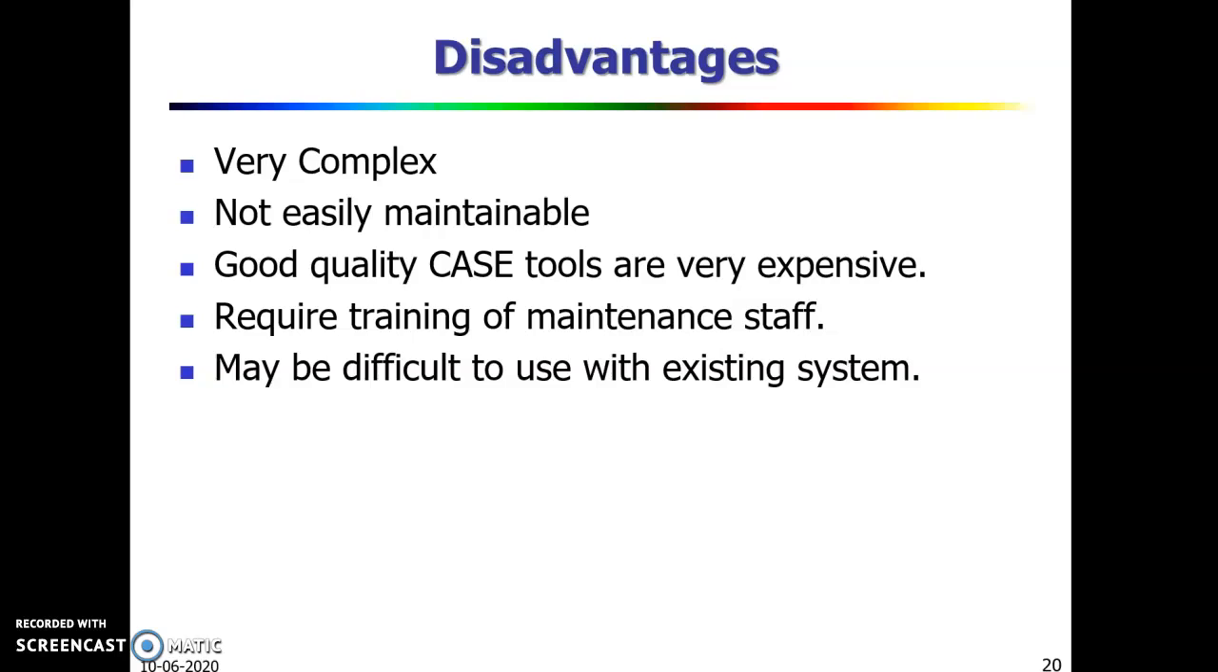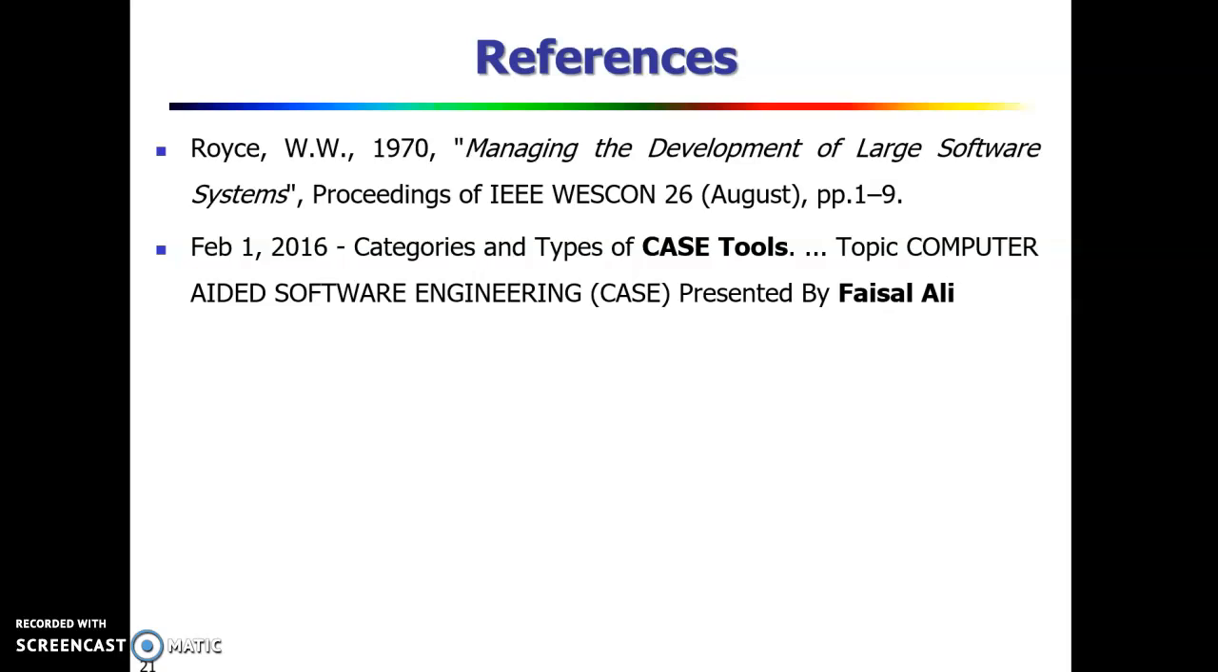They may be difficult to use with an existing system. Suppose you are using a CASE tool for an existing system, it is very difficult because the system is already developed and what types of tools were used is not known. Generally, for an existing system we use black box testing, or go through the functionality, or use reverse engineering. There are so many references.